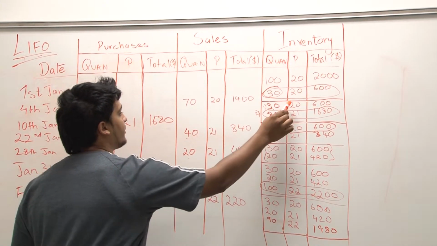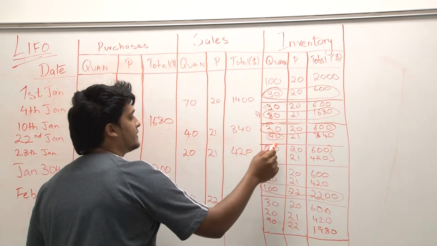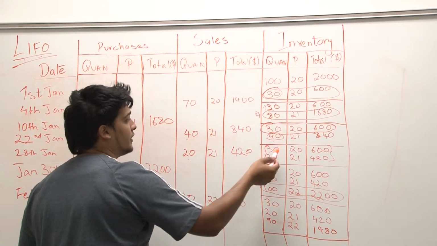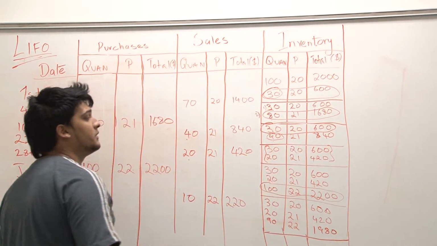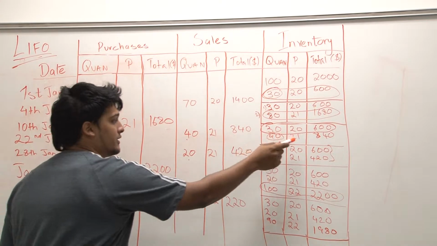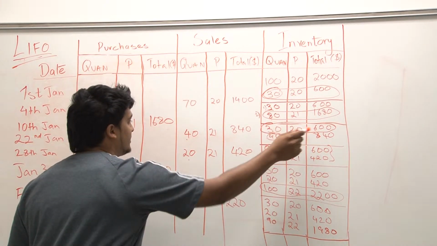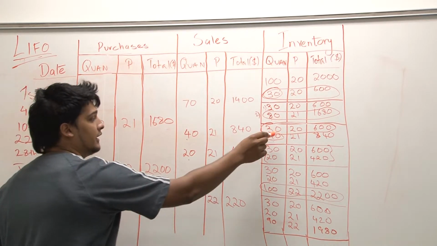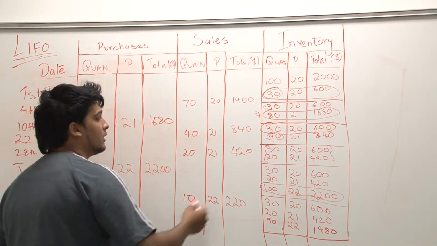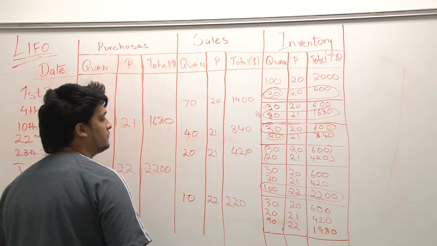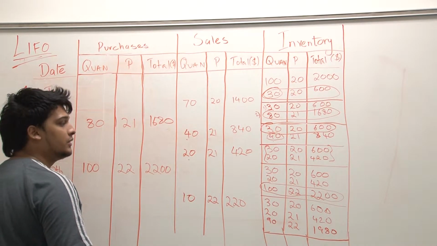I rewrite my 30, my 20, my 600, and 80 minus 40 gives me a 40, and 40 into 21 gives me 840. I use the same price if you notice. I do not use my 20 because I have not touched my inventory stock, which gives me a price of 20. Again, go down.